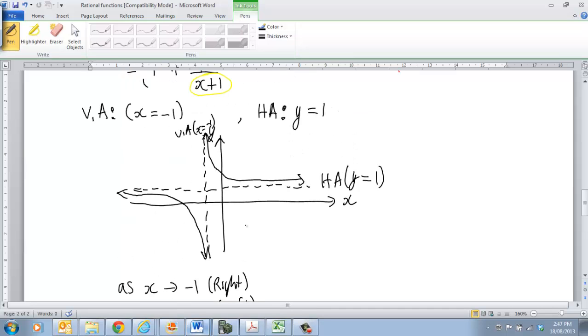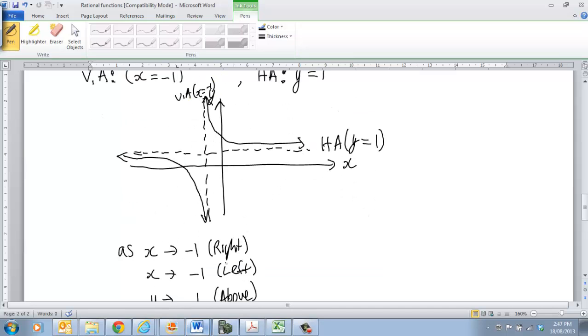So if we look at the shape of our graph, as x goes to -1 from the right hand side, we know that y goes off to plus infinity, doesn't it? Okay, don't need to put the plus there, but you can. As x goes to -1 from the left, we can say that y goes off to -infinity.